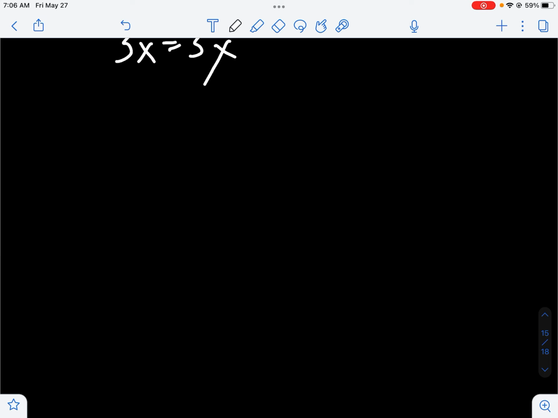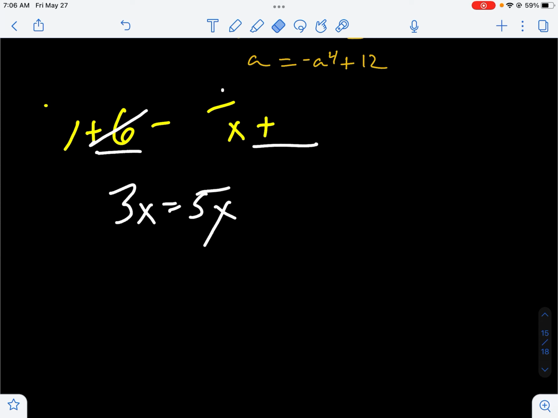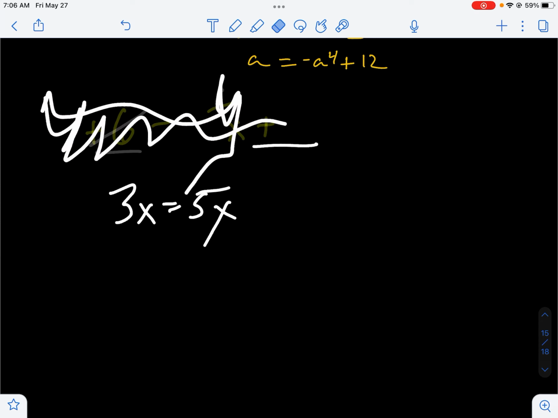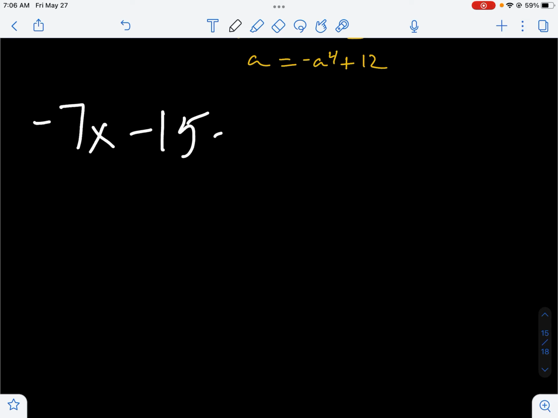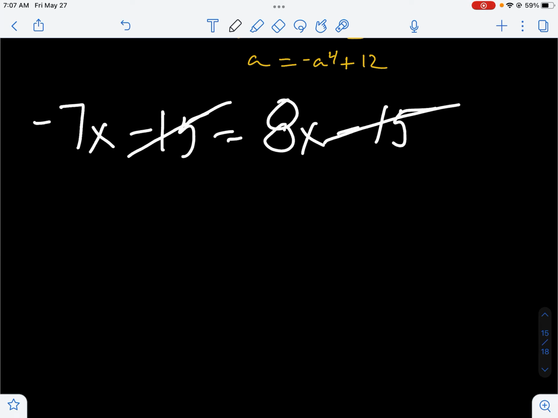Same idea if we had a different equation, like negative 7x minus 15 equals 8x minus 15. You guys know that this minus 15 and minus 15 would cancel out. Now, the same idea is true if you had something like this. And this will be super obvious, but you'll see what I'm getting at.